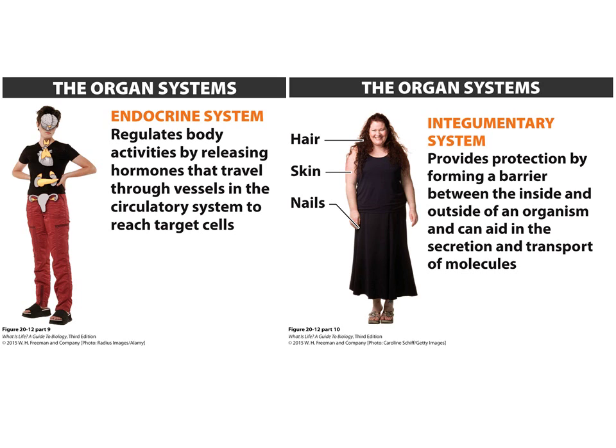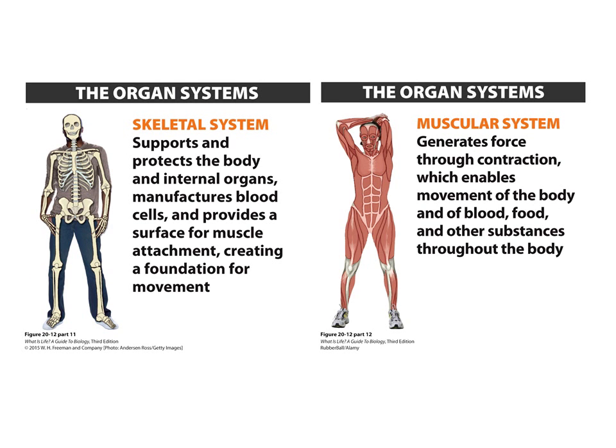The integumentary system, that's your skin, essentially. It provides a protective barrier between the inside and outside of an organism. In addition to your skin, that's also going to include hair and nails. You have the skeletal system, which supports and protects the body and internal organs. The muscular system generates force through contraction, which enables movement of the body and every other substance throughout the body.